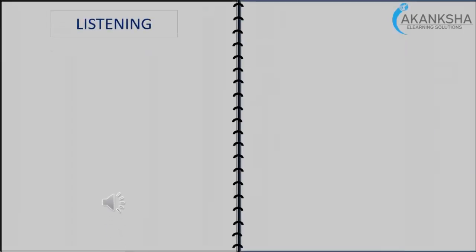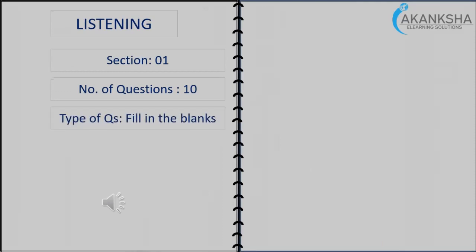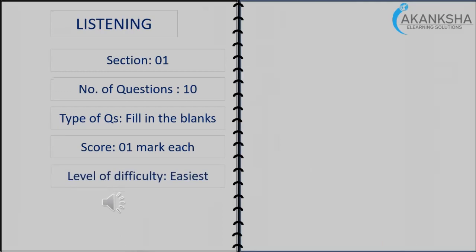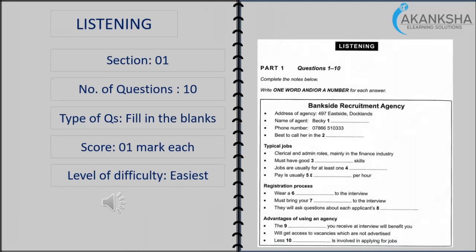So first of all, let's start with the listening part. Let's see how section 1 looks. It has 10 questions, and you will always have fill in the blanks as the type of question. Each of these questions carries 1 mark. The level of difficulty is the easiest of all the sections. So this is how it looks, something like this.